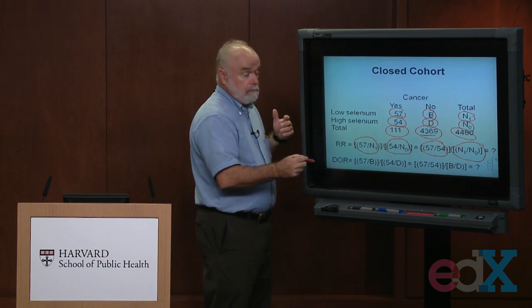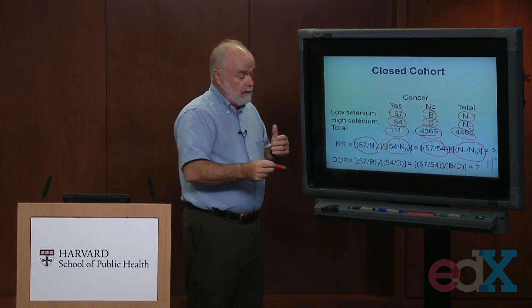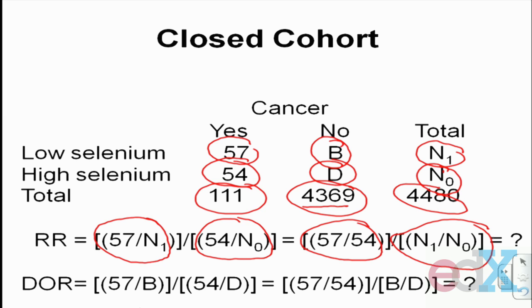He could do the same thing. He could measure the odds of becoming a case. He could measure the odds of becoming a case of cancer among everybody with low levels of selenium. That would be 57 over B. The odds of developing cancer among everybody with high selenium levels, 54 over D. That would be the value for the disease odds ratio, which mathematically, again, is the odds of exposure among the cases, 57 over 54, divided by the odds of exposure among everybody who did not get disease, capital B over capital D.